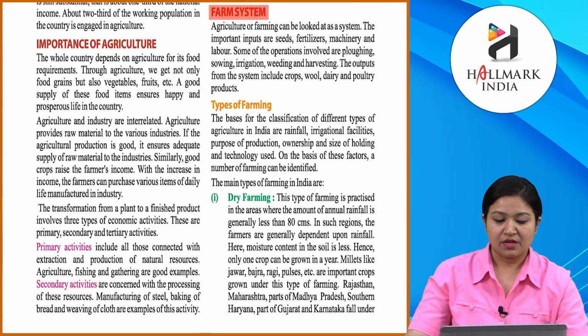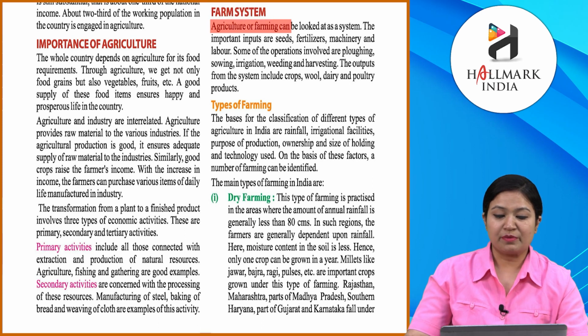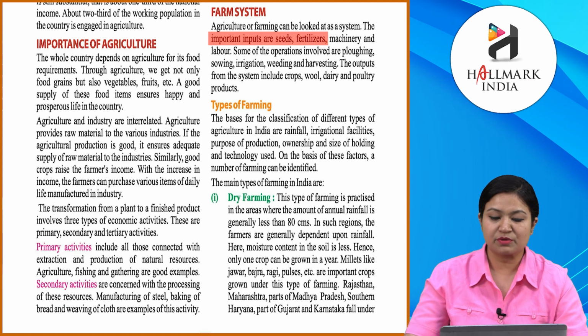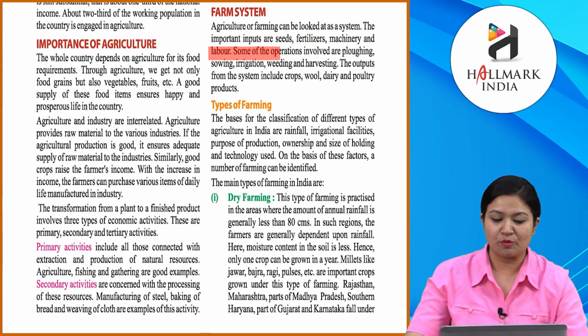Farm system. Agriculture or farming can be looked at as a system. The important inputs are seed, fertilizers, machinery and labor. Some of the operations involved are ploughing, sowing, irrigation, weeding and harvesting. The outputs from the system include crop, wool, dairy and poultry products.